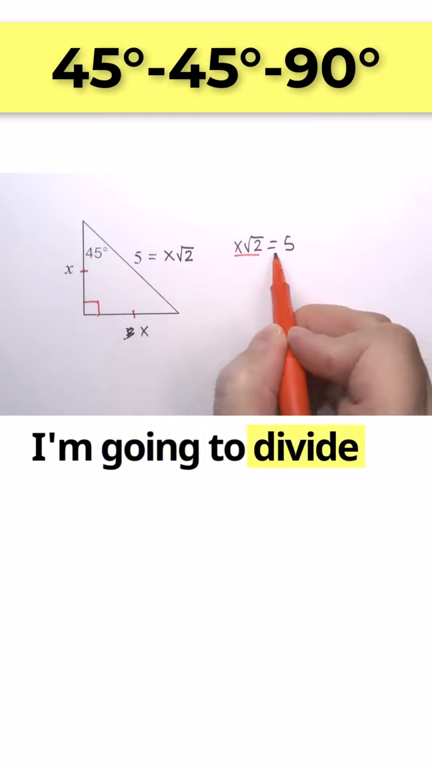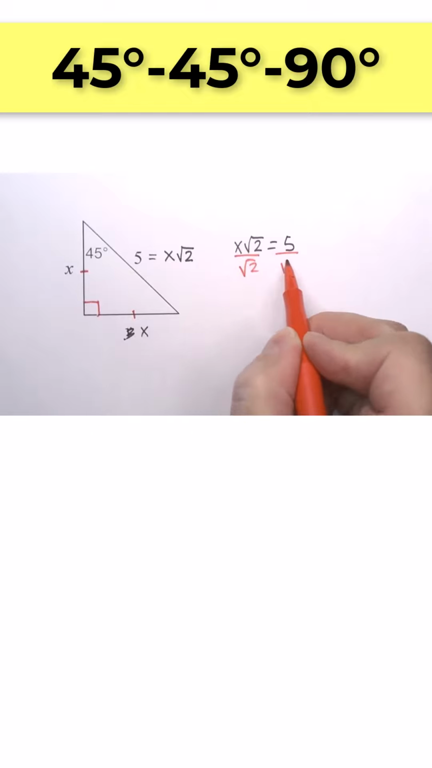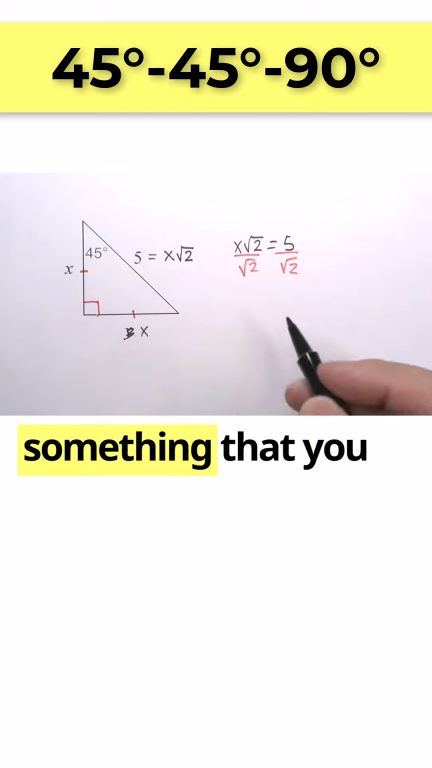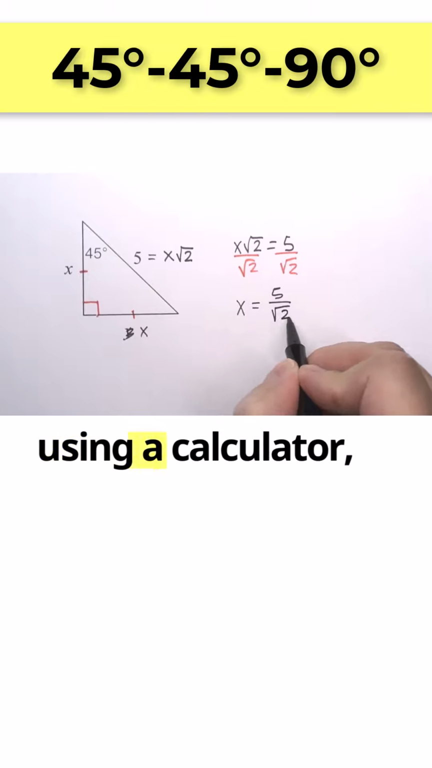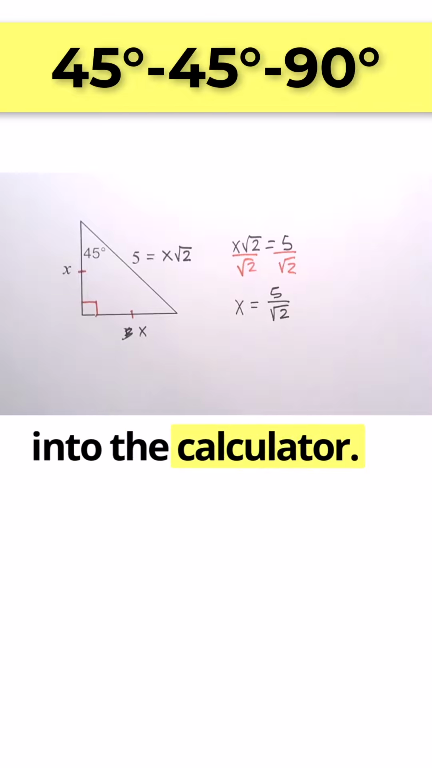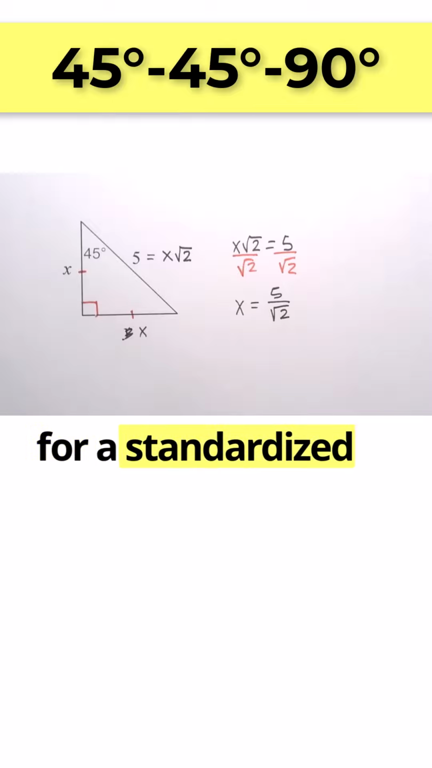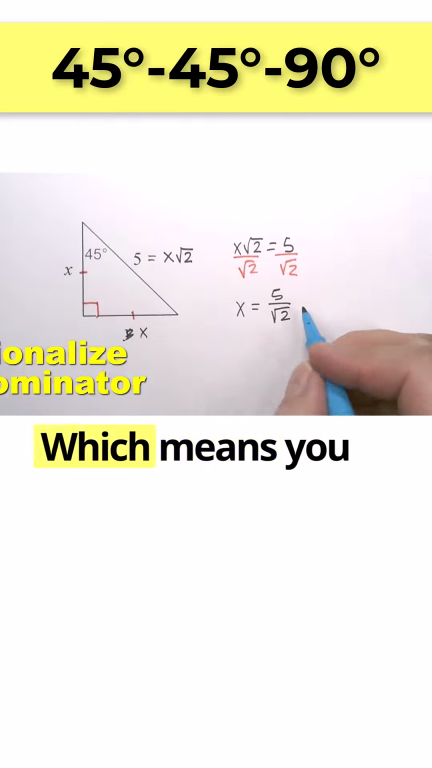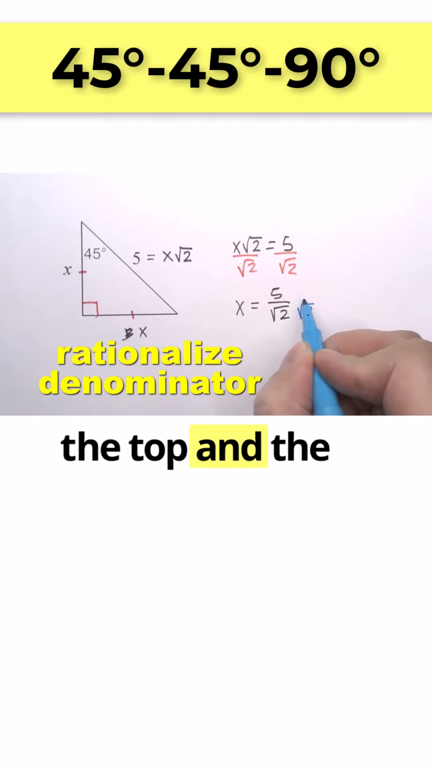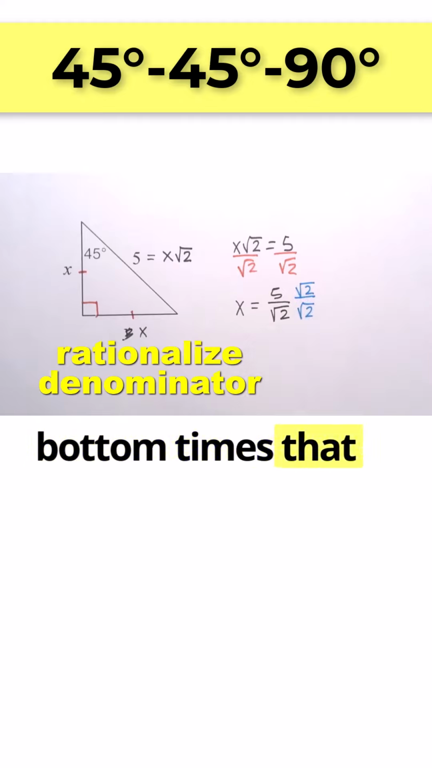So I'm going to divide both sides by the square root of 2. And then you get something that you think is a wonderful answer. And if you were using a calculator, you would plug that into the calculator. But if you're doing this for a grade or for a standardized test or something, I'm going to need you to rationalize the denominator, which means you are going to take the top and the bottom times that radical.